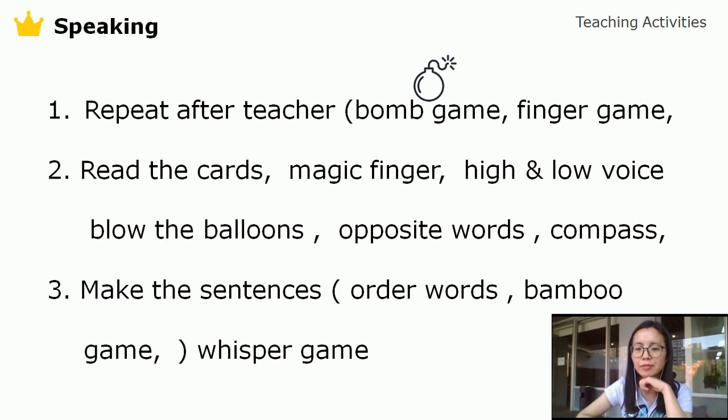Okay, and for the next one, this is opposite words. So if I say beautiful, then the students need to say ugly. If I say happy, students need to say sad. If I say big, the students need to say small.